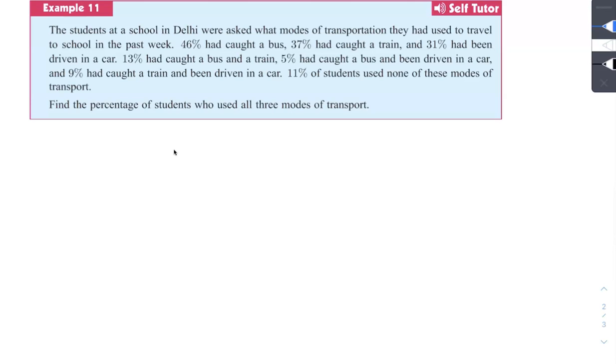The students at a school in Delhi were asked what modes of transportation they have used to travel to school in the past week. 46% caught a bus, 37% caught a train, and 31% have been driven by car. 13% have caught a bus and a train, 5% have caught a bus and been driven in a car, and 9% had caught a train and been driven in a car. 11% of students had none of these modes of transportation. Find the percentage of students who have used all 3 modes of transportation. So the key here, if you notice, is we're doing a Venn diagram with 3 circles.